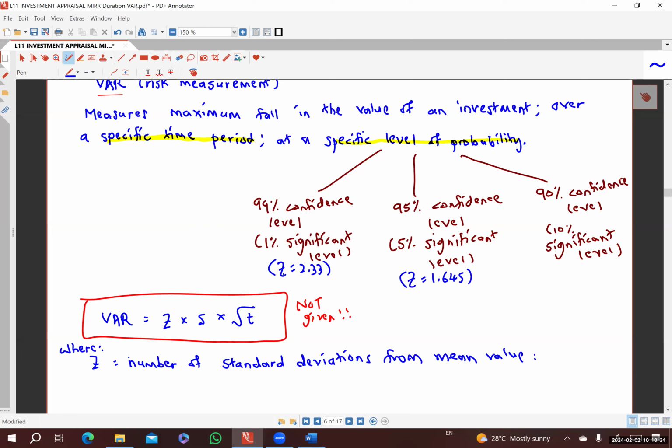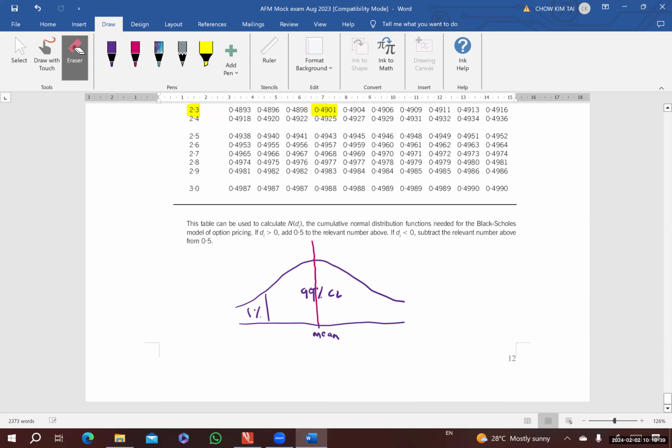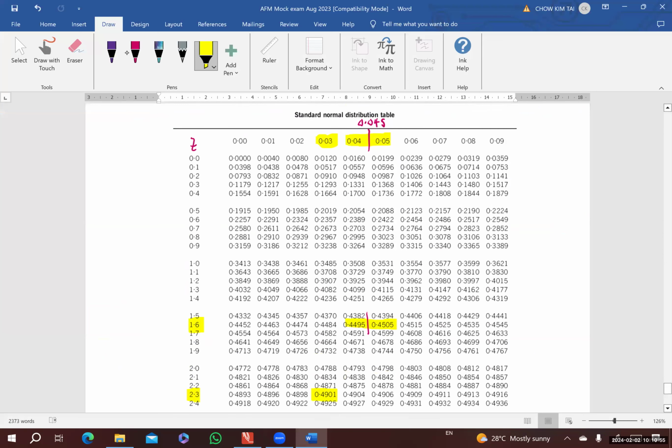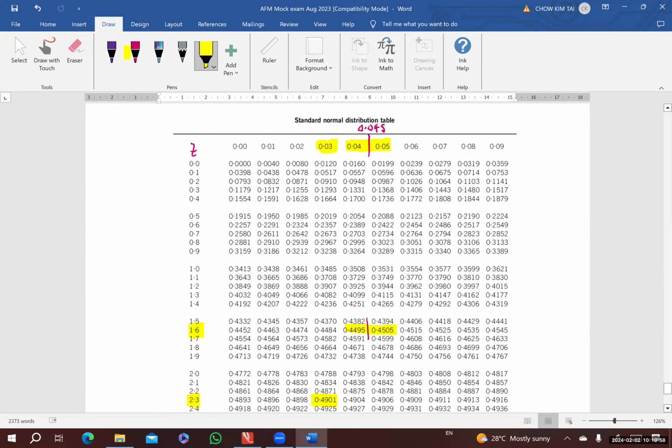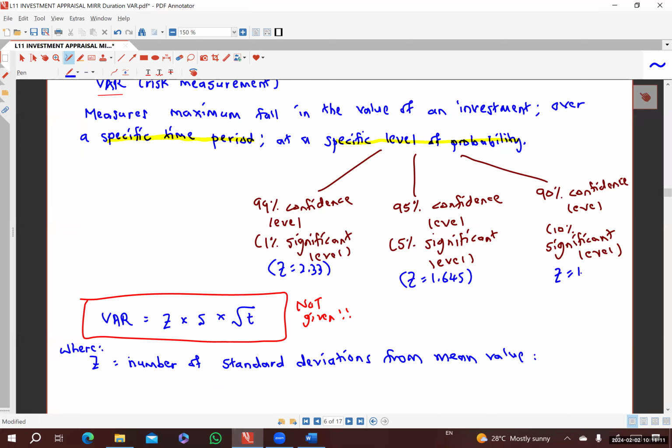One more, 90%. If I change this now to 90%, so here is 10%, so here is 40%. Okay. So now I look for 0.4. Can you see here 0.3997? That's very close to 0.4. So it's 1.28. So that's how you find the z-score. 1.28.